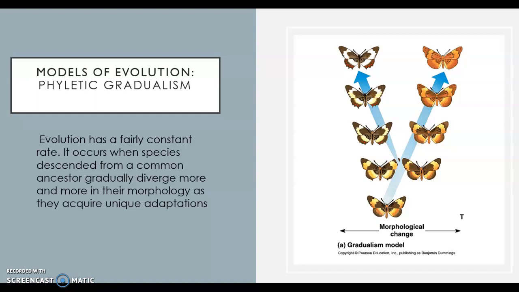So in the image you see, you have two directions, and in those two directions, the butterflies are different, and the changes occur over time. So that's what the arrow is implying, time.